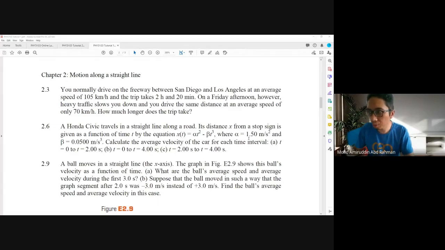First is the problem said you normally drive on the freeway between San Diego and Los Angeles at an average speed of 105 kilometer per hour, and the trip takes 2 hours and 20 minutes. Okay, on a Friday afternoon, however, heavy traffic slows you down and you drive the same distance at an average speed of only 70 kilometer per hour. Okay, so how much longer does the trip take? Okay, so how to solve this problem?